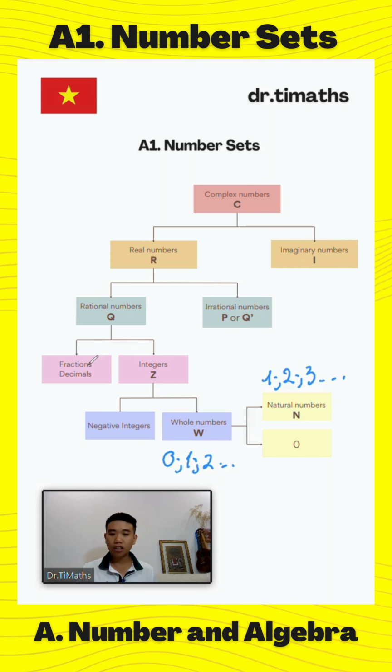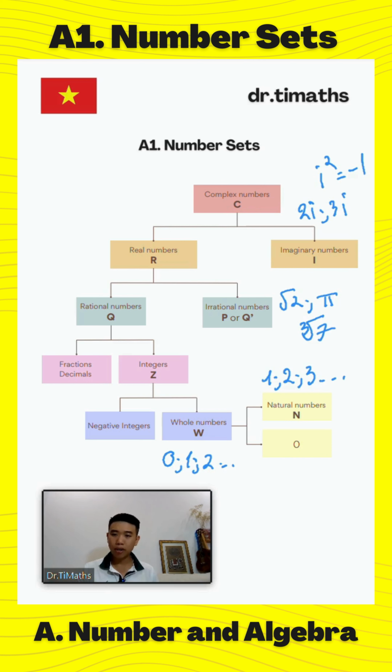So integers with fractions and decimals, we make rational numbers. On this side, we have irrational numbers, for example, square root of 2, pi, or cube root of 7. So irrational with rational, we make real numbers. On this side, we have imaginary numbers. That means the number with i, like for example, 2i, 3i, with i squared equal to negative 1. So real numbers plus imaginary numbers, we make the biggest group, which is complex numbers.